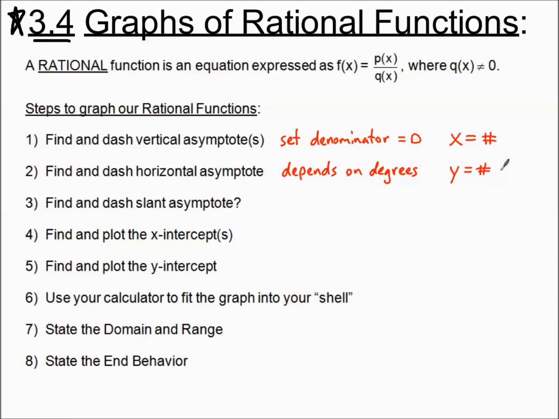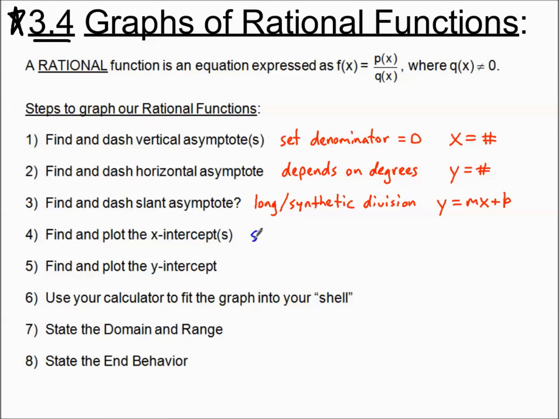Step 3, possibly find and dash a slant asymptote. I put a question mark here because obviously we don't always have a slant asymptote, but if we did, we can either use our long or our synthetic division. And that's going to be an equation of a line in y equals mx plus b form. So those are our asymptotes. Step 4, not that you have to go in this order, but I'm going to try and stay consistent and go in this order. Step 4, find and plot if you have any x-intercepts.